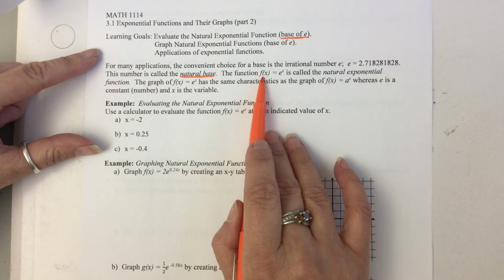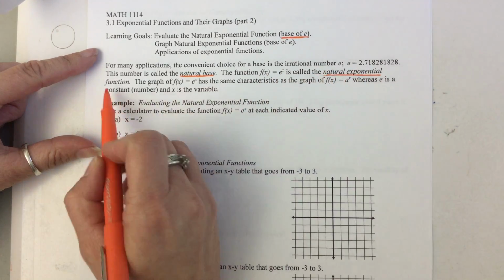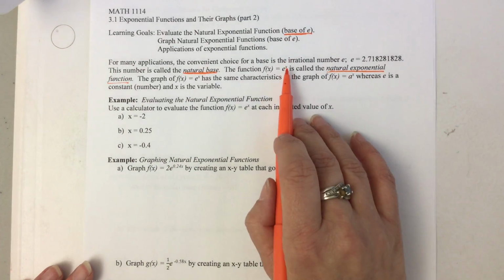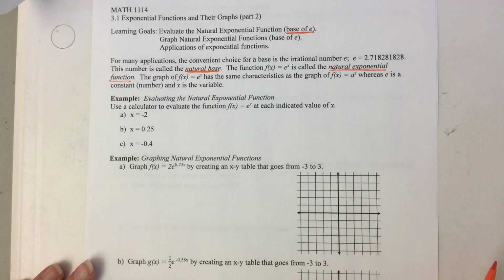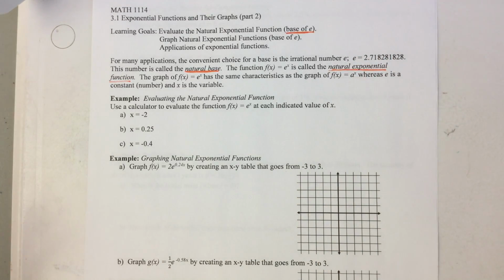The function f of x equals e to the power of x is called the natural exponential function. It is an exponential function because your variable is the exponent. e is not a variable. e is a number that is approximately 2.718281828. So that's the hard part: lots of times when you look at e, you think, oh, that's a letter. But e is actually a number. It's kind of like pi. Pi is a number. It's 3.14159, and you keep on going, right?